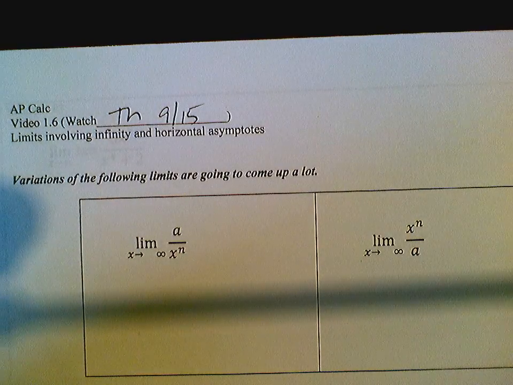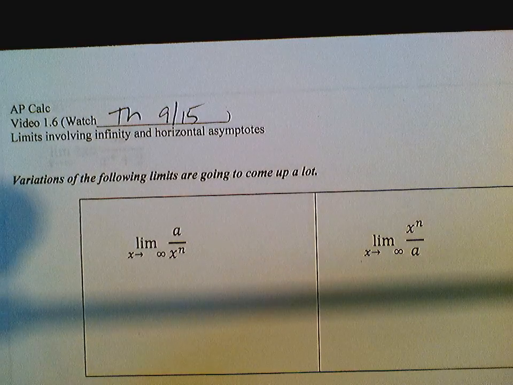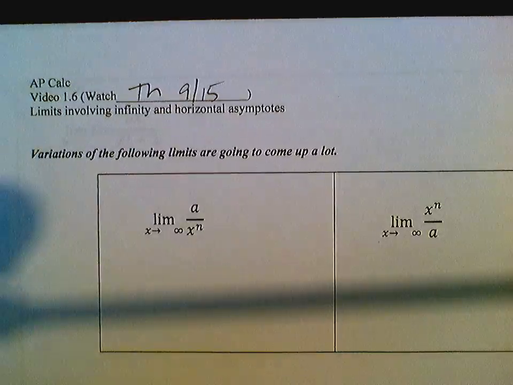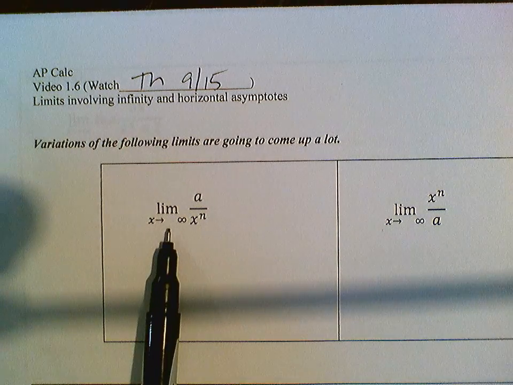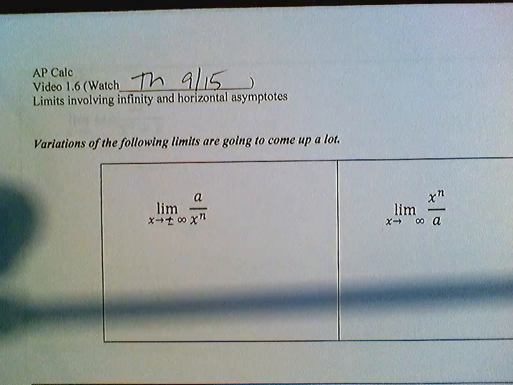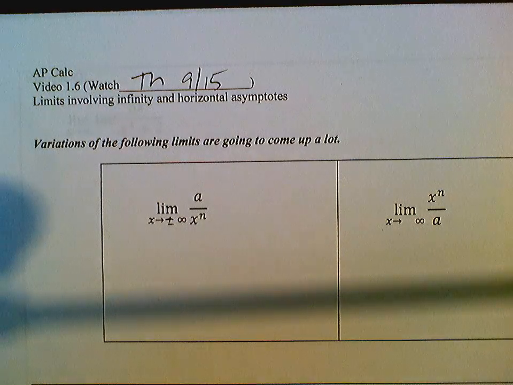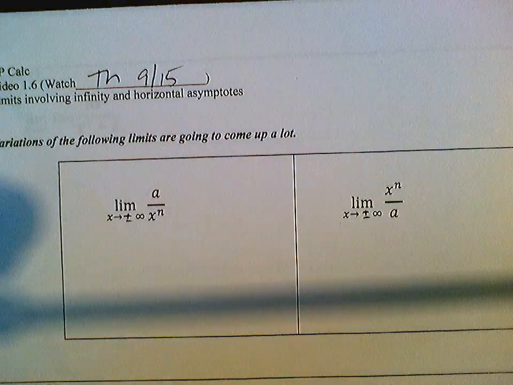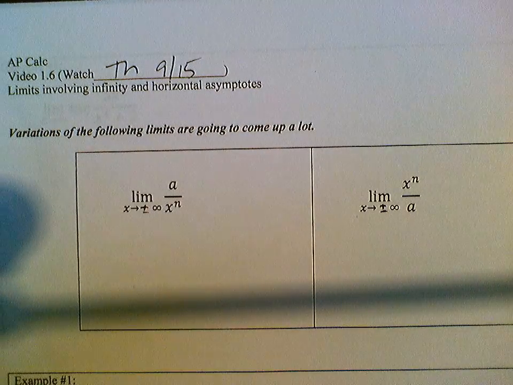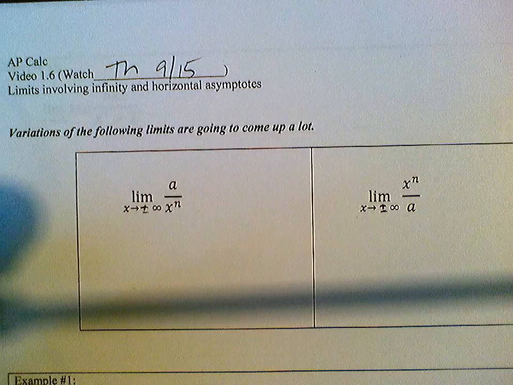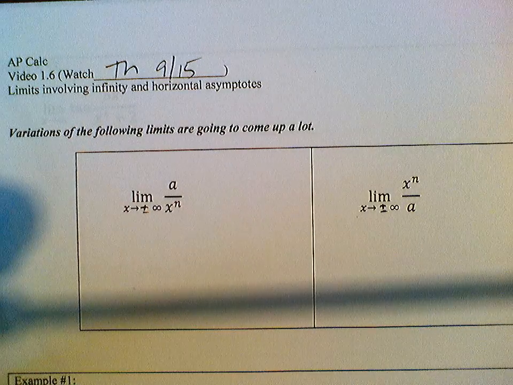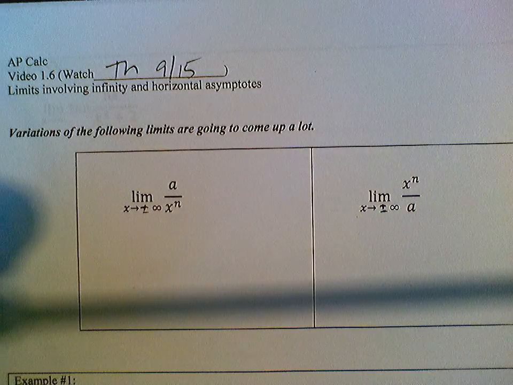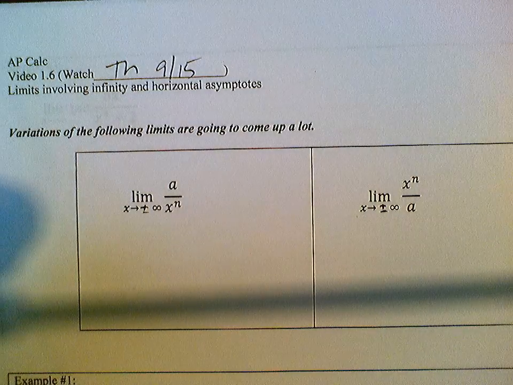This is on page 12 in your video packet, the green packet. Variations of the following limits are going to come up a lot. Now there's a space here because I originally had plus or minus, because this could be positive or negative infinity. Okay, so the limit as x approaches positive or negative infinity of a over x to the n. A and n both could be any number.